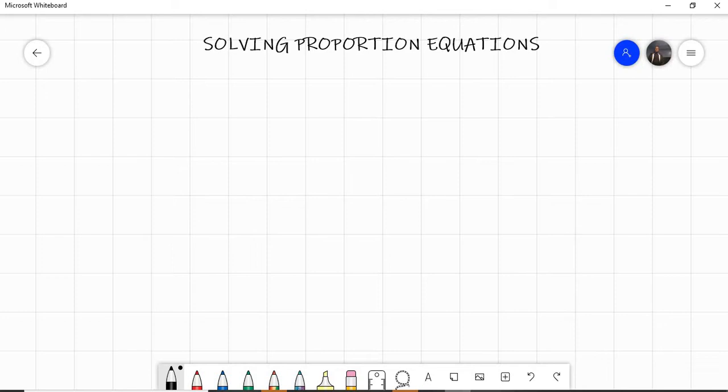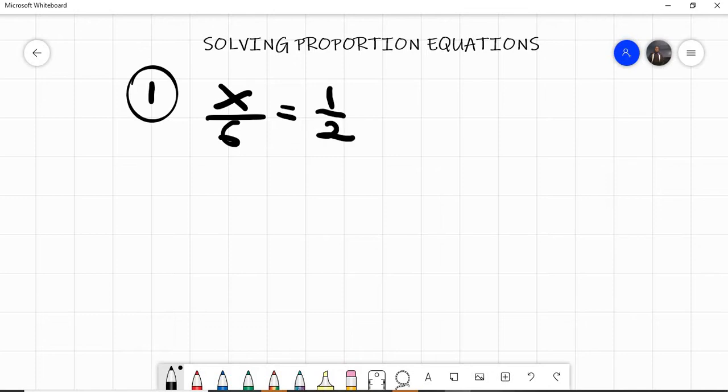Today we're gonna learn solving proportion equations, how to solve proportion equations. So our first example, example 1, we're given x over 6 equals 1 over 2. So what we're gonna do is two ways.